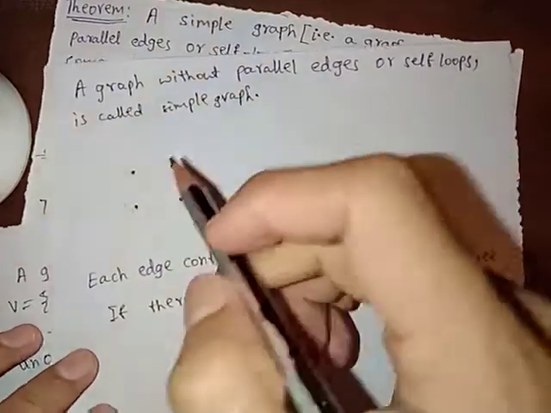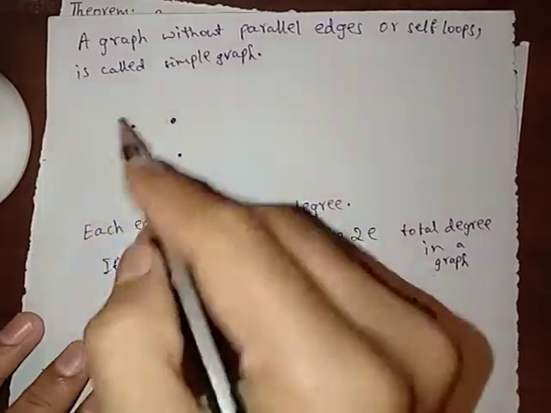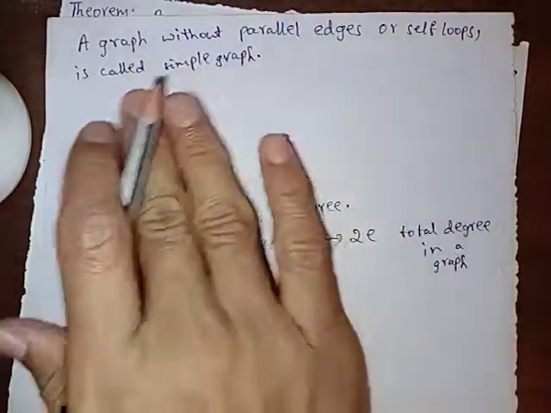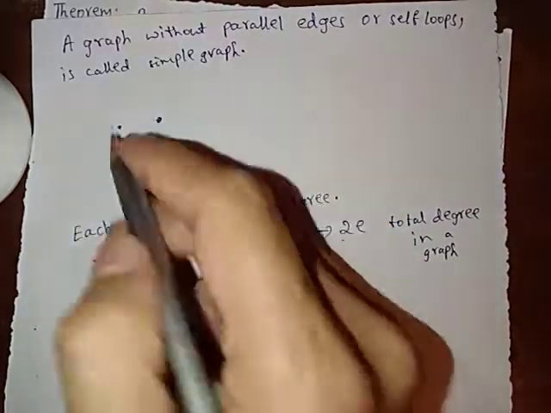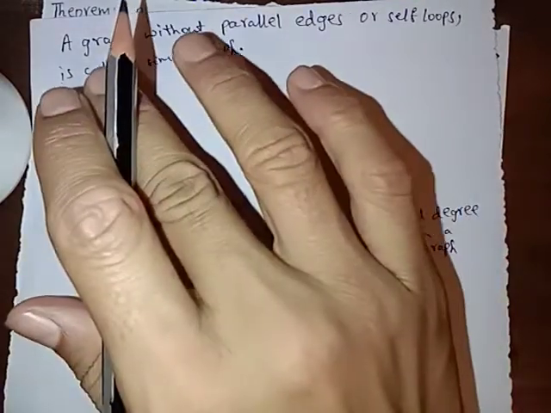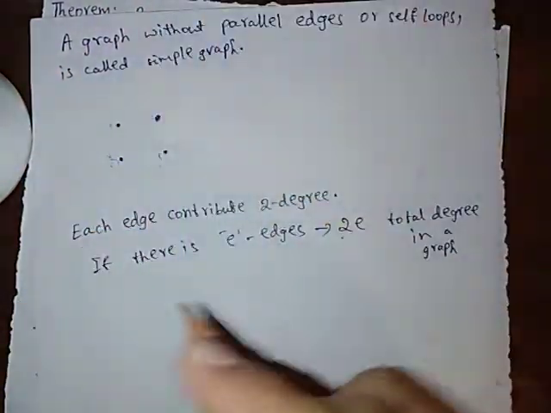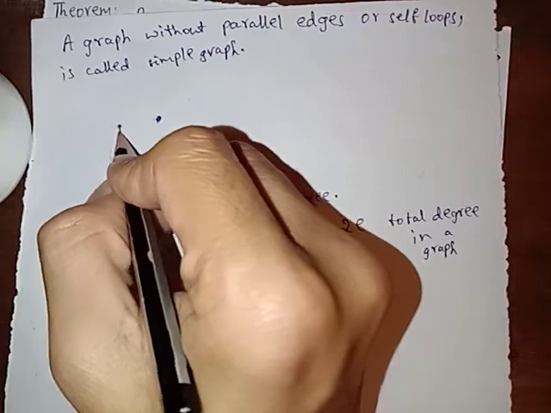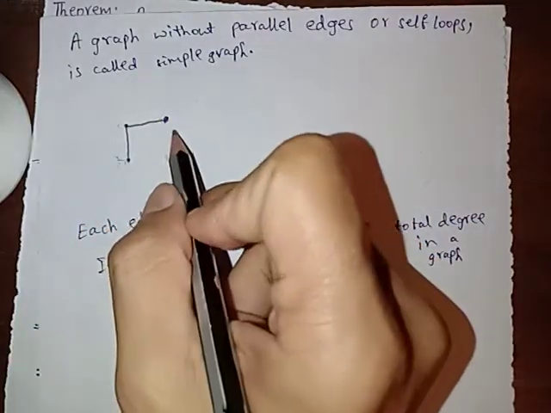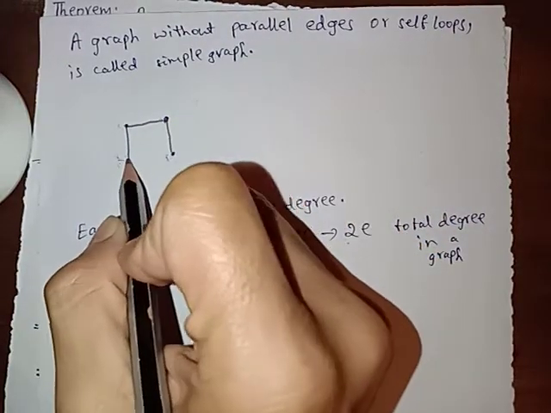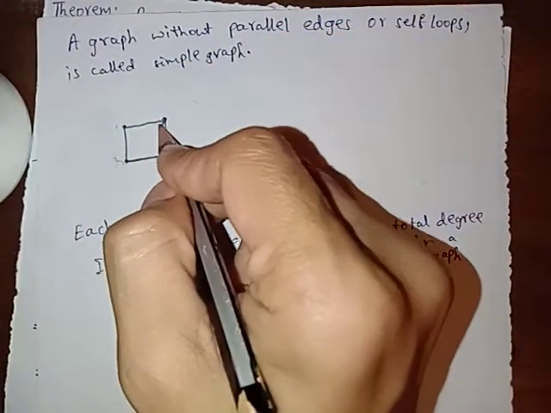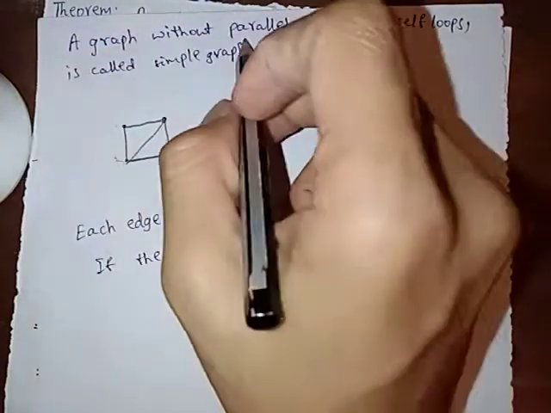So here 4 vertices are there. We can say this is a simple graph without any edges. We can call it a simple graph. Why? Because this is a null graph. Without any edge, we can say it is a graph. We can make this also a graph, and this is also a graph. This is also a simple graph, and this, and this. There are no parallel edges and self loops. This is also a simple graph.